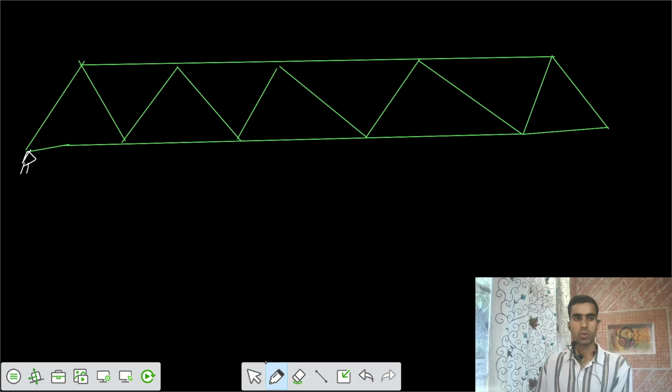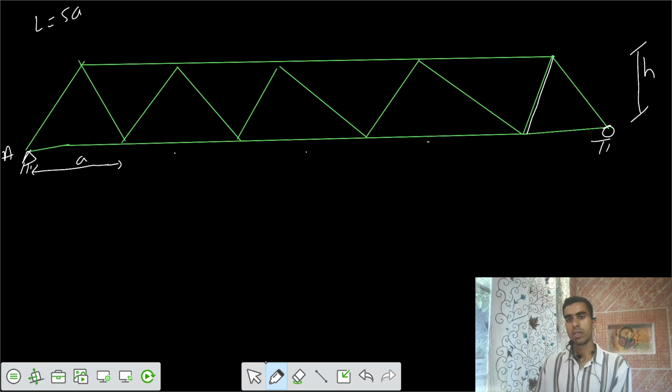Let's say there's some support A, support B, and the length equals 5 times A. Let's say this is the panel of length A: 1, 2, 3, 4, 5. There is some height H, and there's some diagonal D. D is your diagonal. Now the thing is that theta is 45.